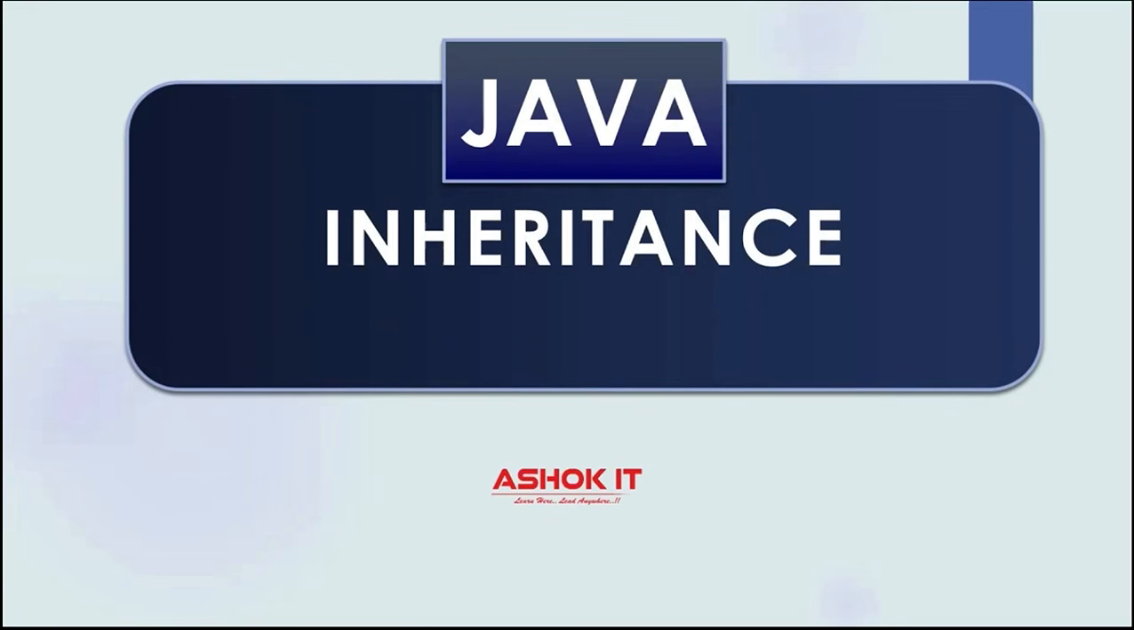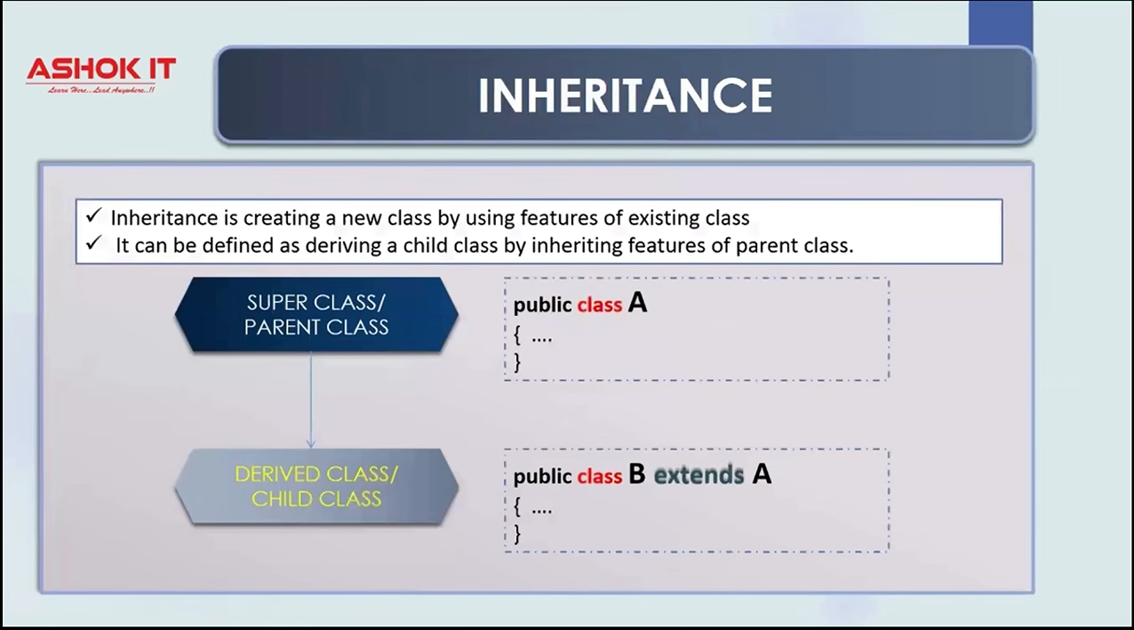In this video, we will be seeing inheritance in Java, which is one of the object-oriented programming concepts. Inheritance in Java we mainly use for code reusability. When we say inheritance, it is creating a new class by using features of an existing class. So there will be an already existing class using which we will be creating a new class. Whatever is present in the existing class can be used in the newly created class by using inheritance. It can also be defined as deriving a child class by inheriting features of a parent class.